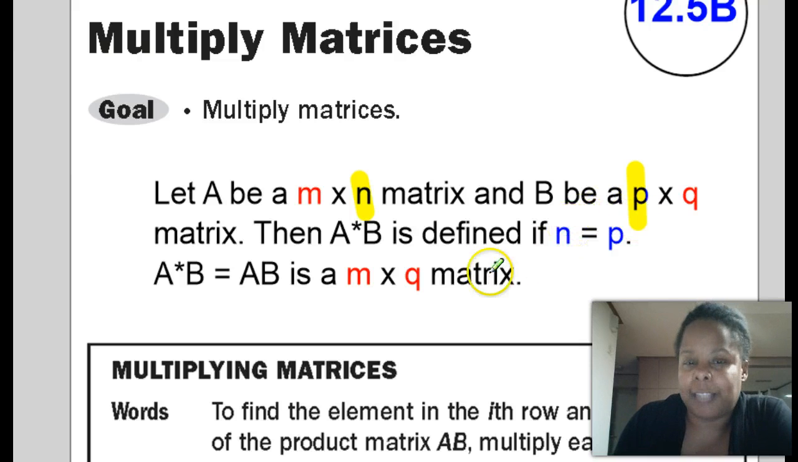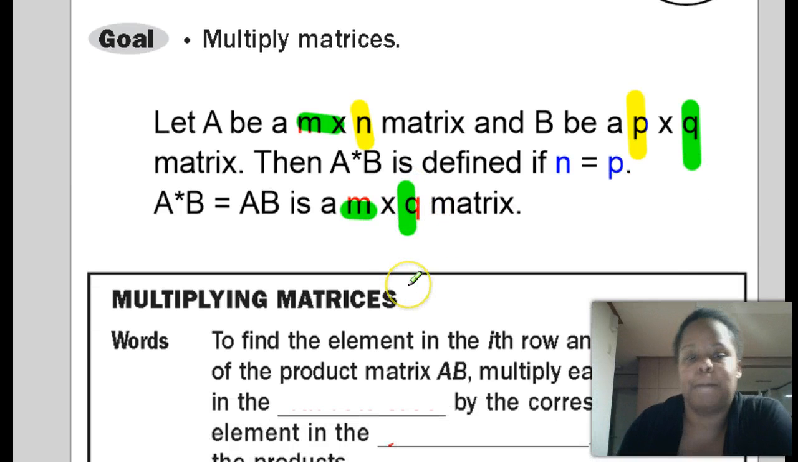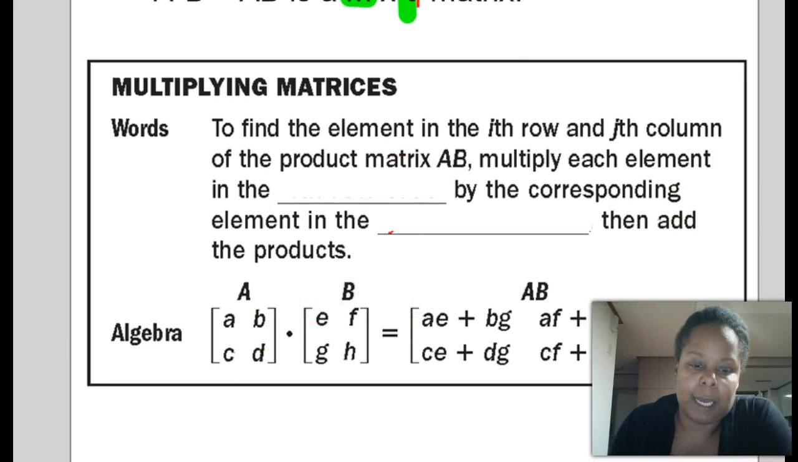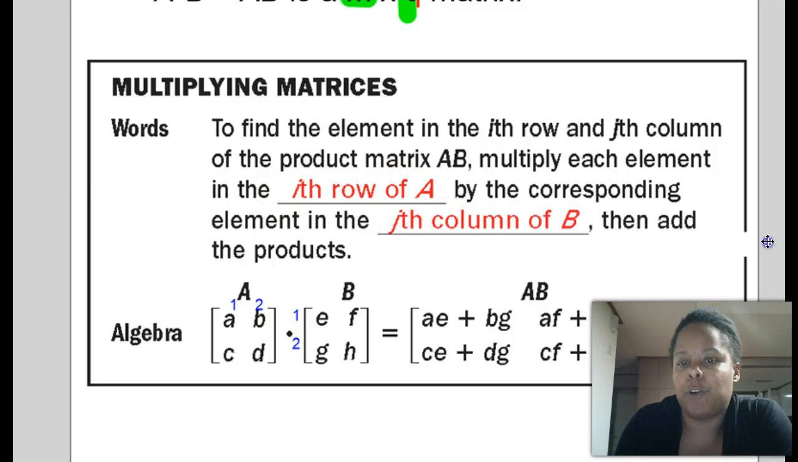And if they do match, then when you multiply the 2 matrices together, you're going to get another matrix that has the same number of rows as the first matrix and the same number of columns as the second matrix. Okay? And so we're going to take a look at an example. How you do that is a little bit trickier than the rest. Here are the words to describe how you multiply the matrices: ith row of A, jth column of B. But to me, it helps to describe what's going on.